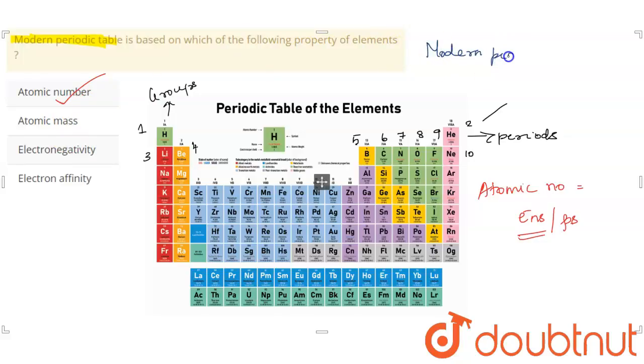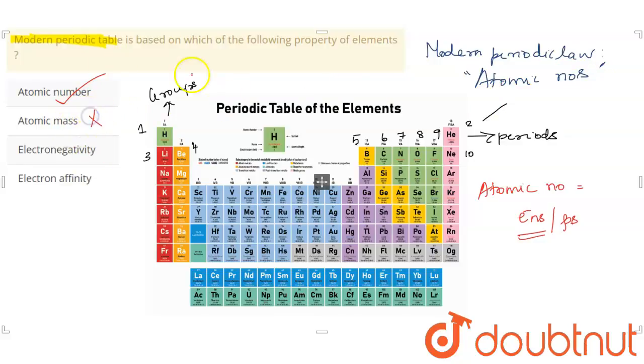So what is the modern periodic law? It states that the physical and chemical properties of elements are periodic functions of their atomic numbers. Both the properties depend on the atomic numbers of the elements. Now let us check the other options also.